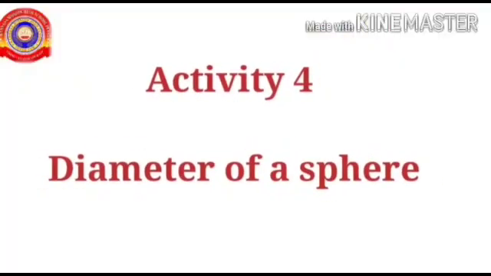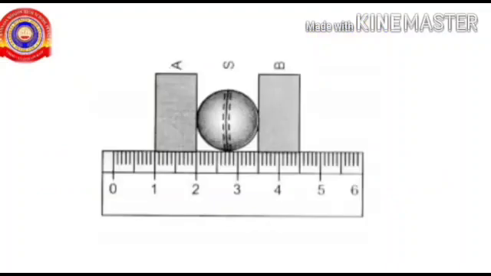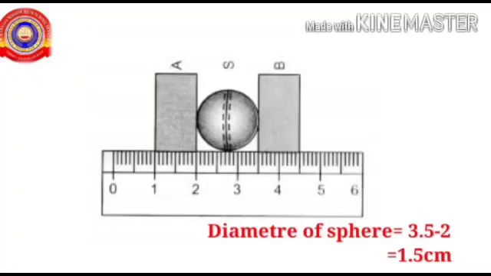Diameter of a sphere. For that, a sphere is placed in between two wooden blocks, whose diameter is to be measured. Using a meter scale, it can be measured. Here the sphere is in between 2 and 3.5, so the distance between them is 1.5.